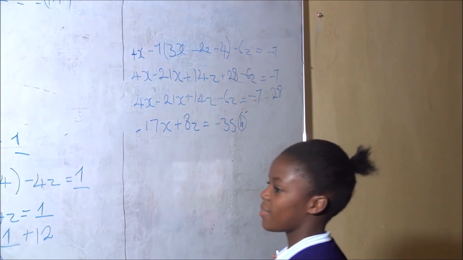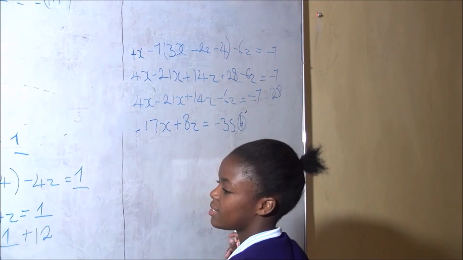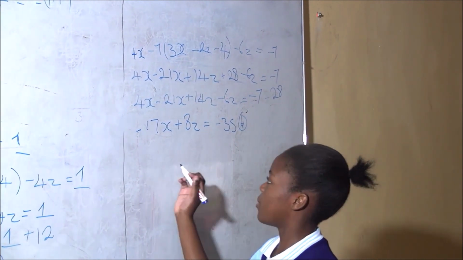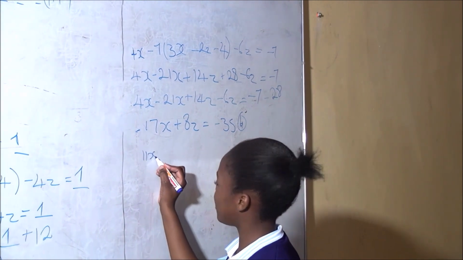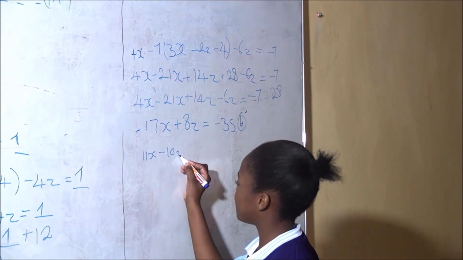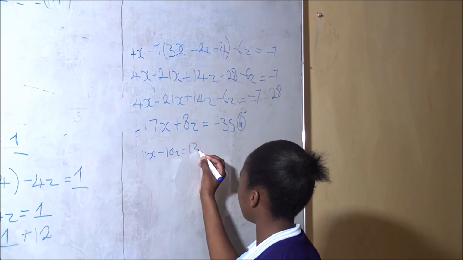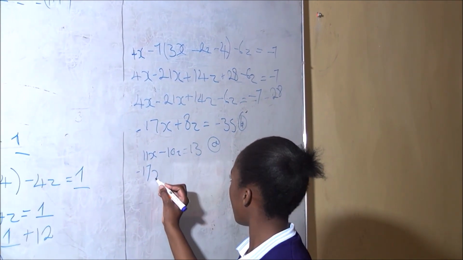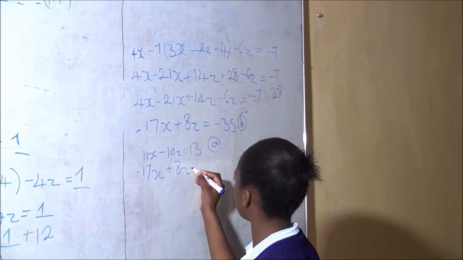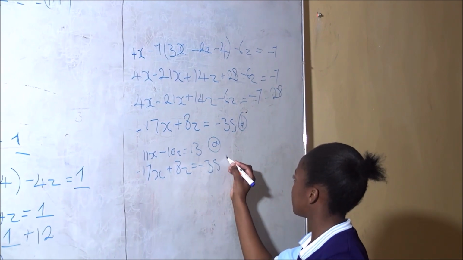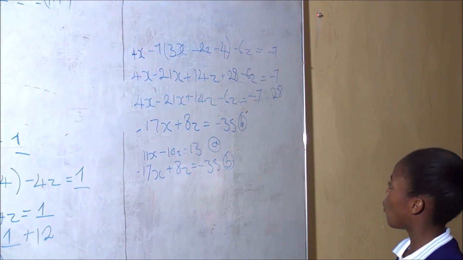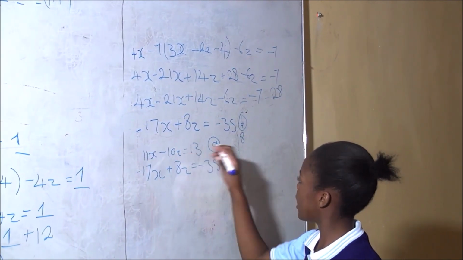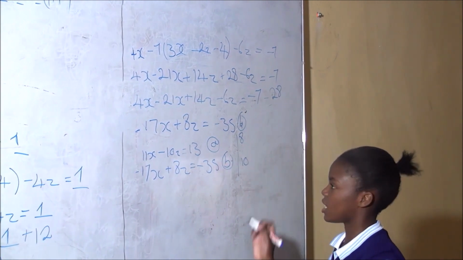Then after this, we are going to get our A, this equation which we named A, and this equation which we named B, and put them together, which is going to be 11x minus 10z, which is equal to 13. This is our A. And here we are going to get our B, which is negative 17x plus 8z, which is equal to negative 35, which is our B. After this, we are going to multiply 8 with the first equation and 10 with the second equation.